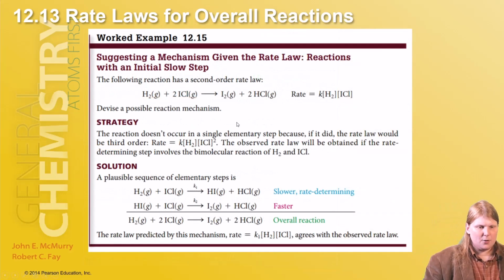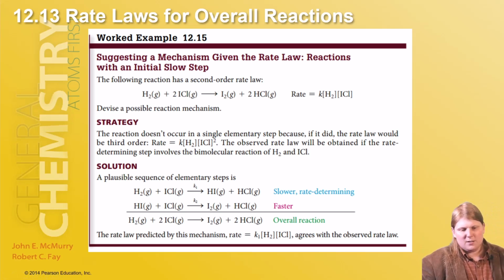So they say here that this reaction has a second order rate law. So this doesn't occur as a single step. If it did, it would be third order. And that's the first observation that the book makes, and that's a good first observation. We can tell that this is not a single step because this rate is not the rate that the single step would observe. So then we are proposing a plausible sequence of steps.